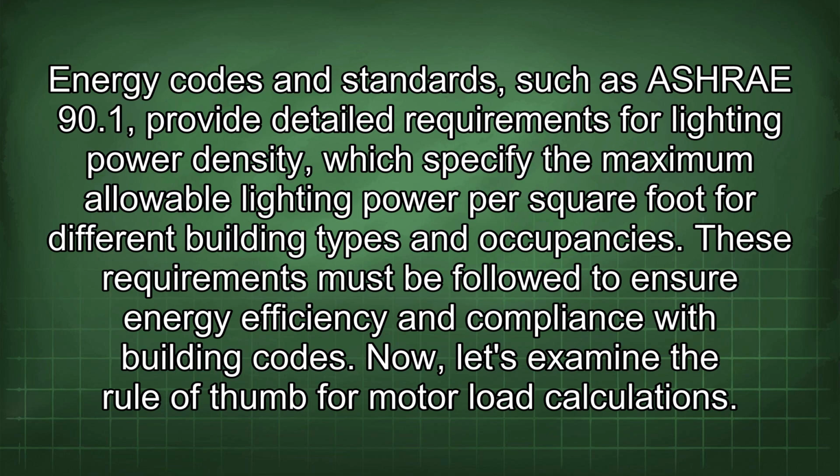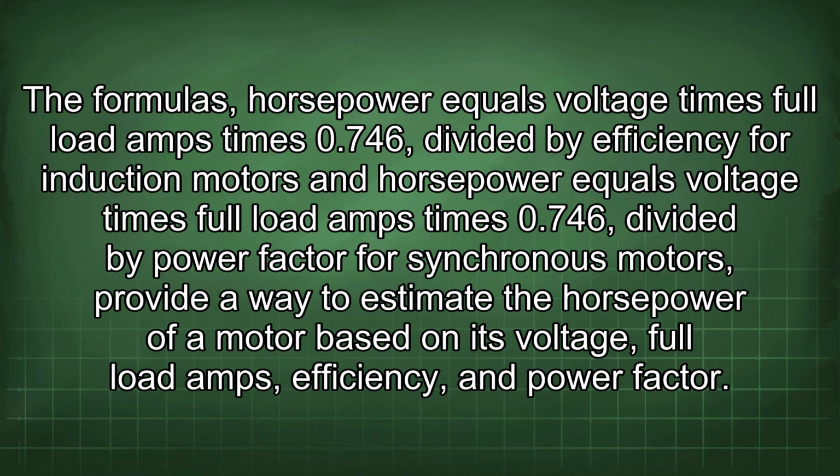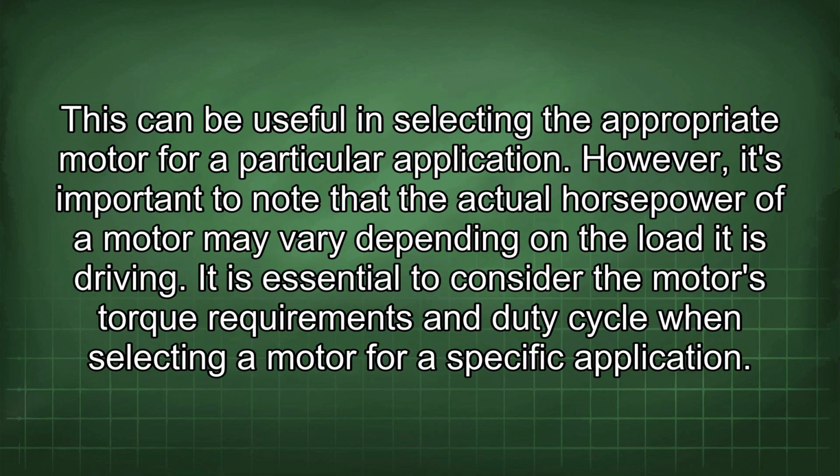Now let's examine the rule of thumb for motor load calculations. The formulas horsepower equals voltage times full load amps times 0.746 divided by efficiency for induction motors, and horsepower equals voltage times full load amps times 0.746 divided by power factor for synchronous motors, provide a way to estimate the horsepower of a motor based on its voltage, full load amps, efficiency, and power factor. This can be useful in selecting the appropriate motor for a particular application.